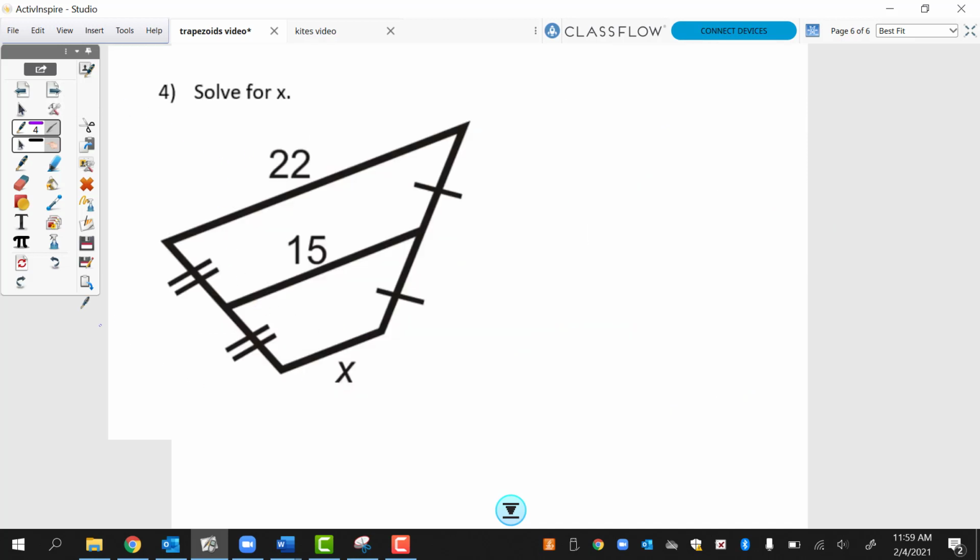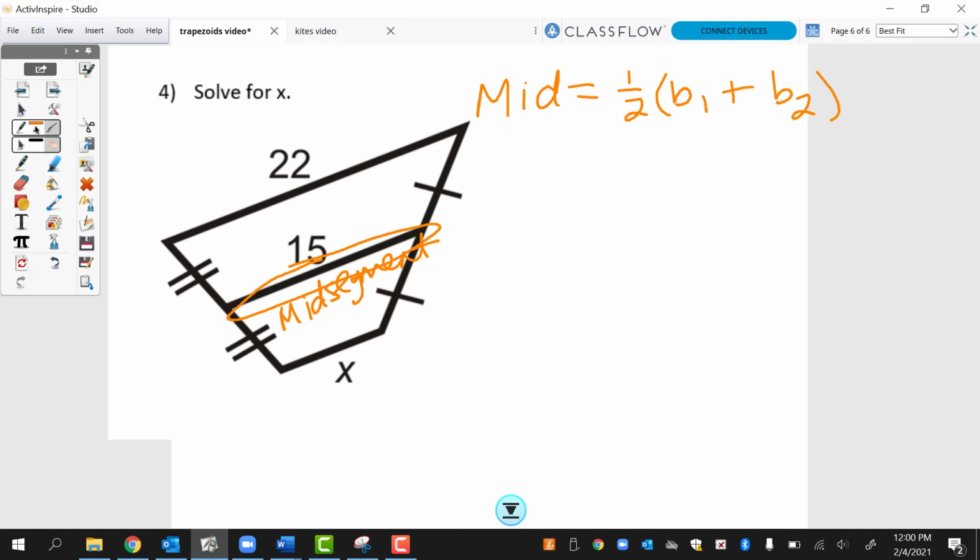All right, number 4. It's the same type of question because I still see this line in the middle. That's my mid-segment. So I'm going to use my mid-segment formula again. Mid-segment equals 1/2 (B1 + B2). Let's label what's our base 1 and base 2. It does not matter which one you say is B1 or B2. It makes no difference. So this time I said B1 was 22 plus B2 was X.